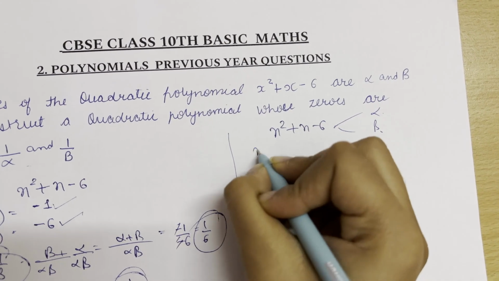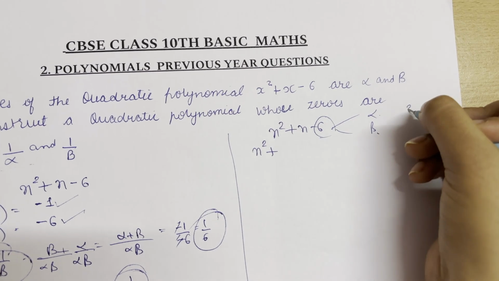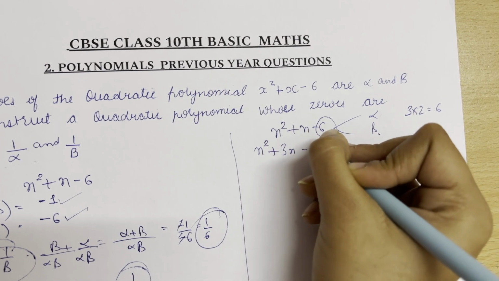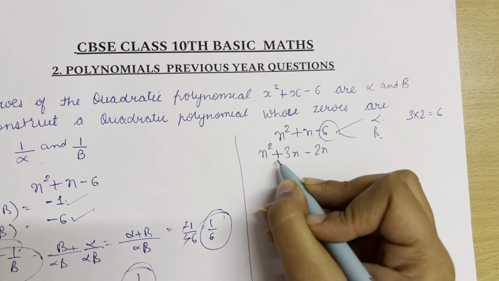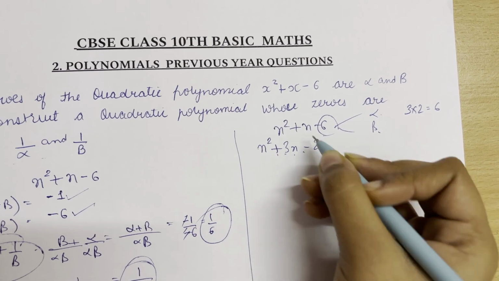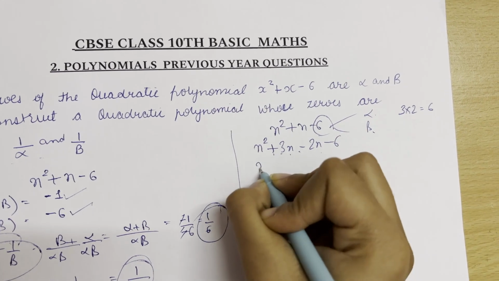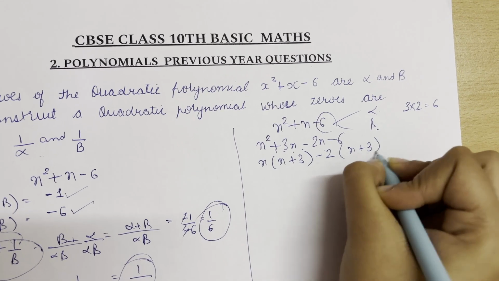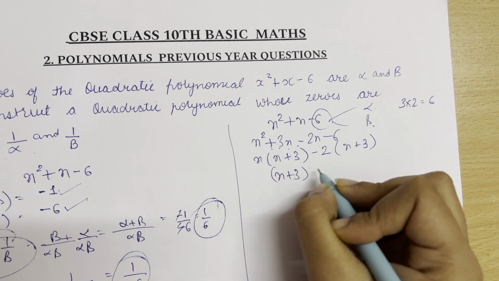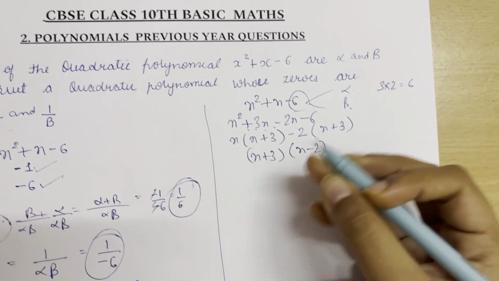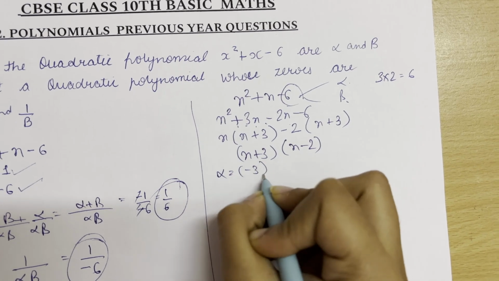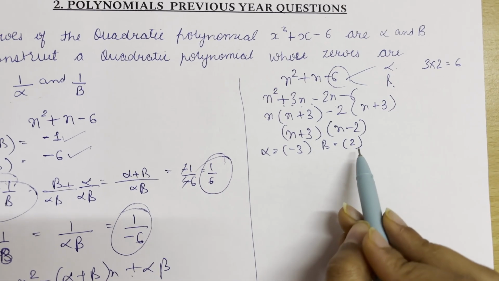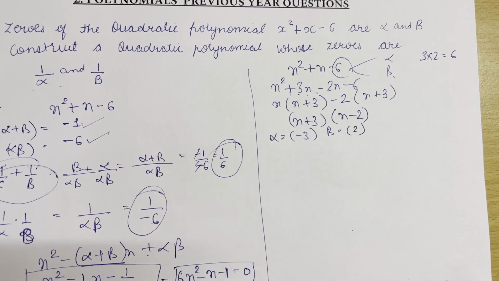On splitting the middle term, this 6 could be split as 2 into 3. 2 into 3 is 6, so plus 3x minus 2x. Then I take x common, and from here I could take minus 2 common. Now again I could take x plus 3 common and x minus 2 common. Now the two zeros: my alpha is minus 3 and my beta is plus 2. You can even interchange them, there is no problem. You could take alpha as 2 and beta as minus 3. Your answer will be the same.